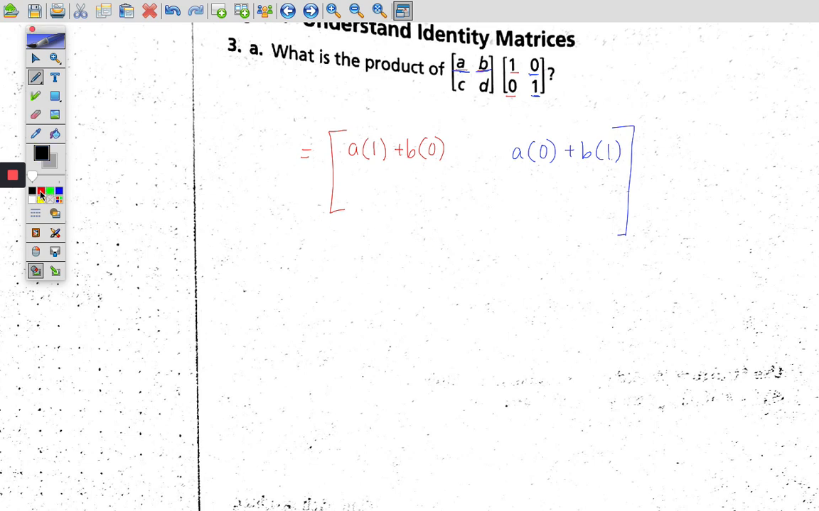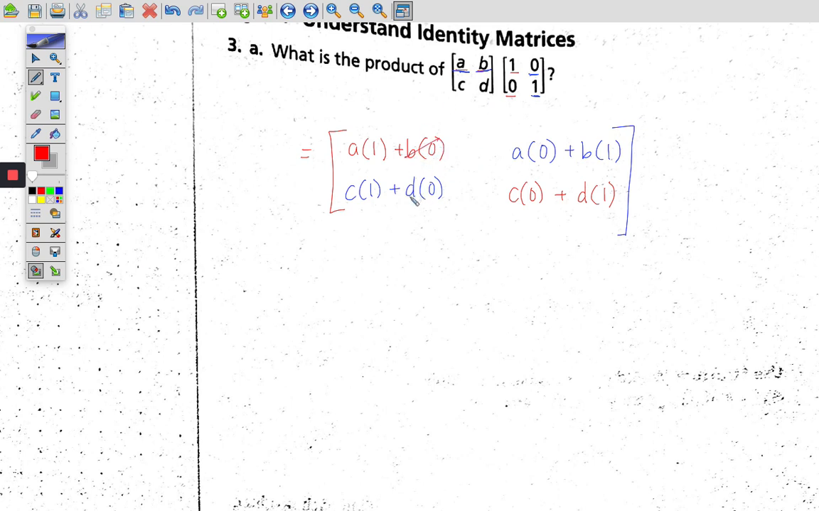All right, so now we're moving down to the second row. C times 1 plus D times 0. Then we'll have C times 0 plus D times 1. When we're dealing with numbers, it's truly just so much easier to let your calculator do this so that you don't run into a mistake somewhere.